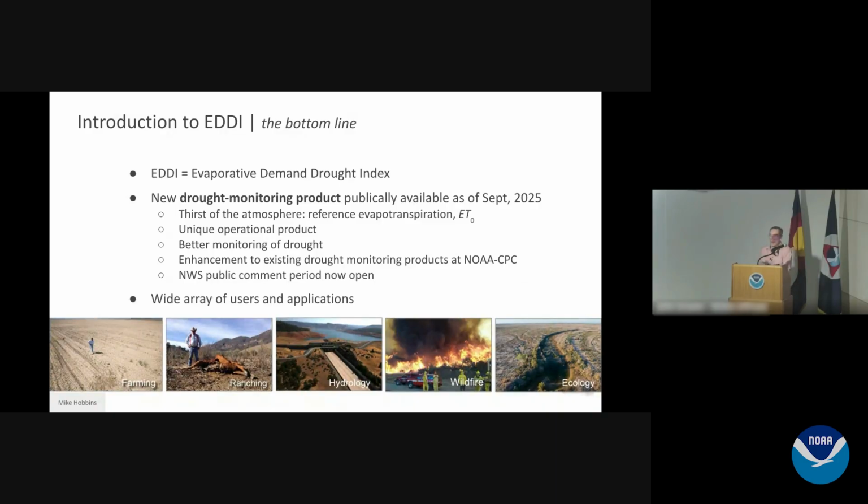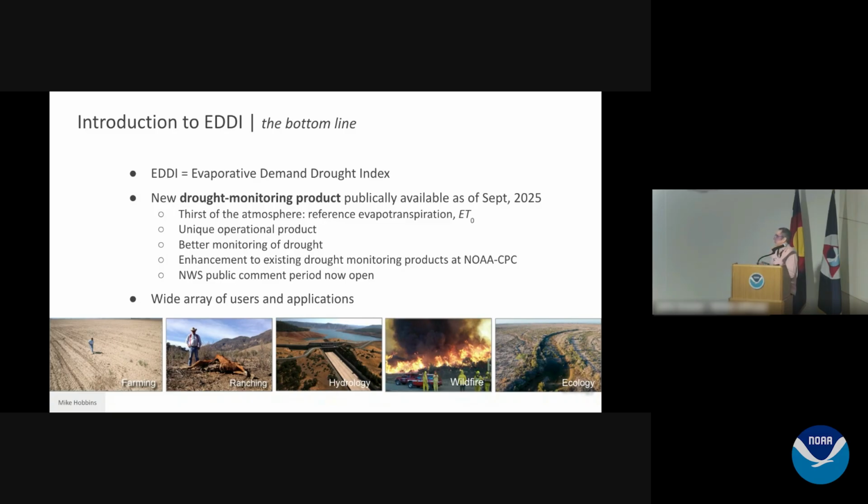So let's start at the bottom line. What is EDDI? EDDI is the Evaporative Demand Drought Index. It's a new drought monitoring product that is now publicly available as of last September, when the transition project completed. It's unique in that it only looks at evaporative demand. There's no other drought index out there that only looks at evaporative demand. It provides better monitoring of drought because it isolates that single flux.